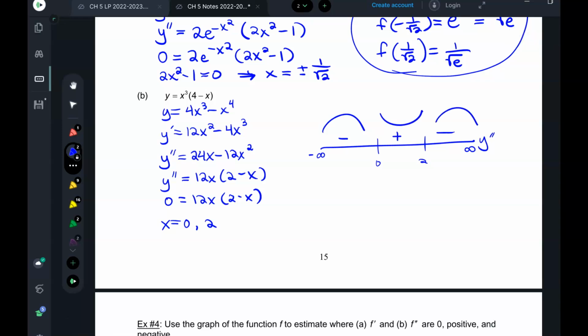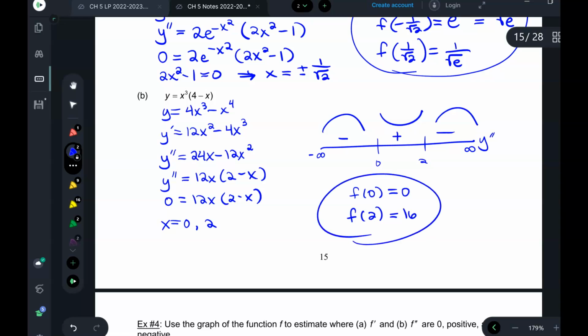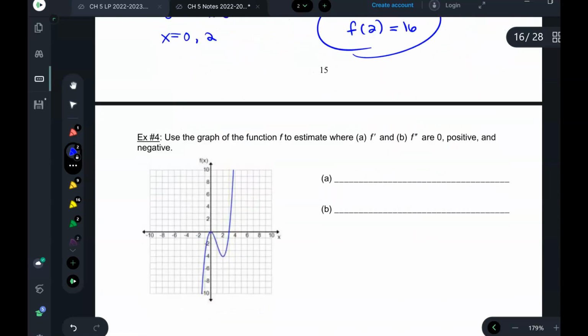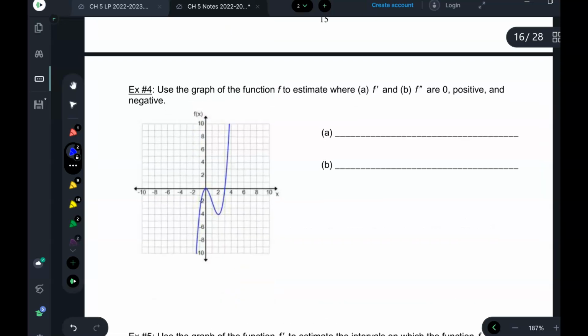Okay, so what are our points of inflection? So f of 0 equals, that's easy to plug into, 0. And f of 2, so 8 times 2? 16. See? Okay, this is something that you could have done if you knew what the terminology meant. You could have done this in Algebra 2, basically.